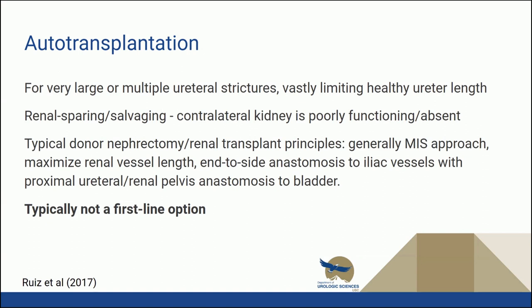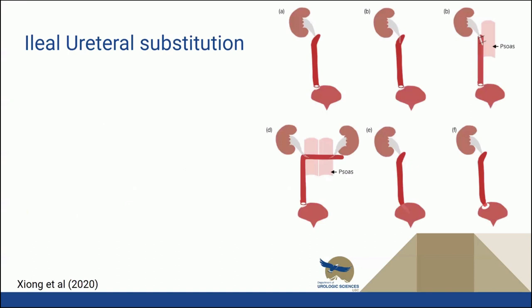Autotransplantation is for very large or multiple ureteral strictures, vastly limiting your healthy ureter length. It combines a donor nephrectomy essentially with a transplant into the iliac fossa, as we're familiar with. Again, typically not a first-line option due to the risk of vascular injury and the complexity of the surgery itself, requiring some additional training and a fellowship in transplant.